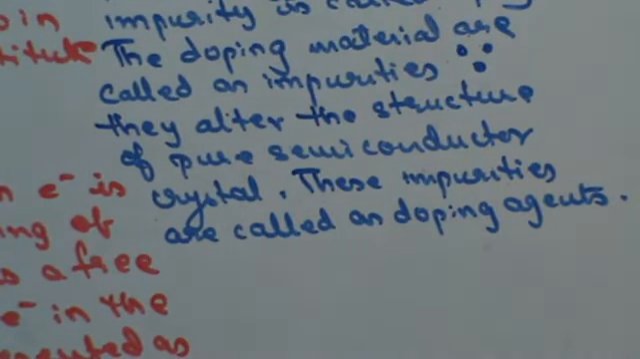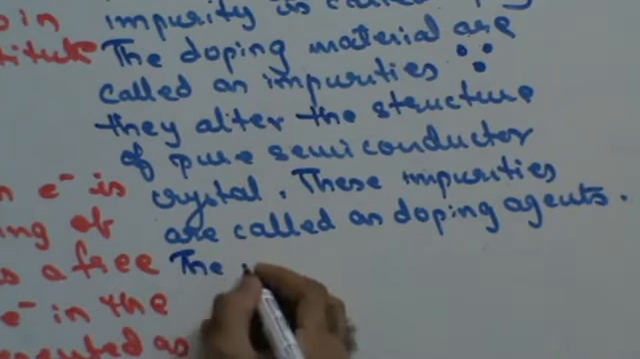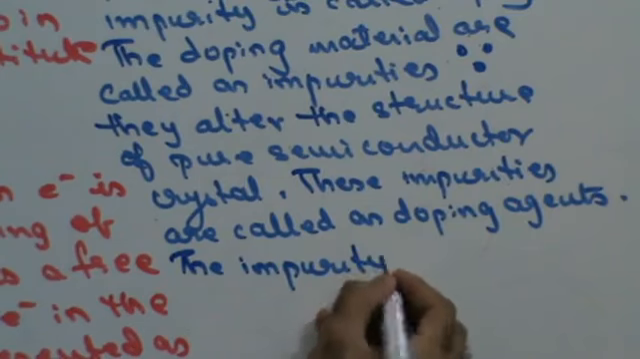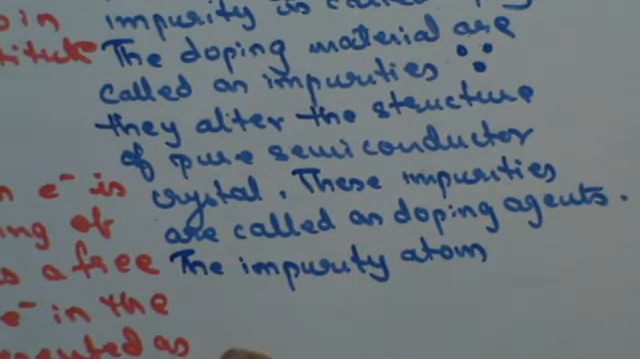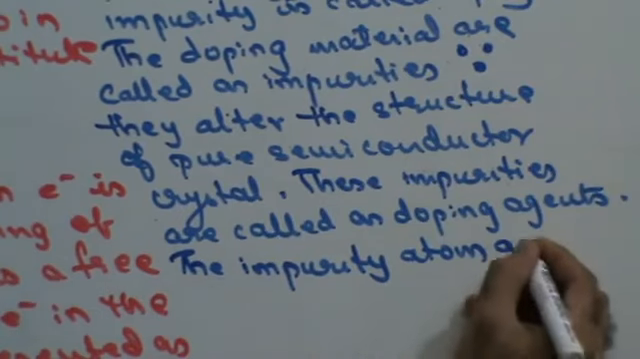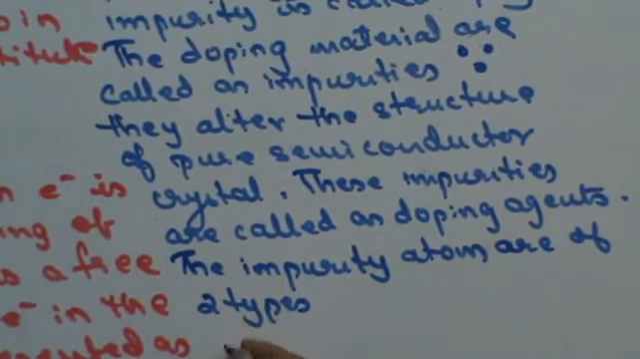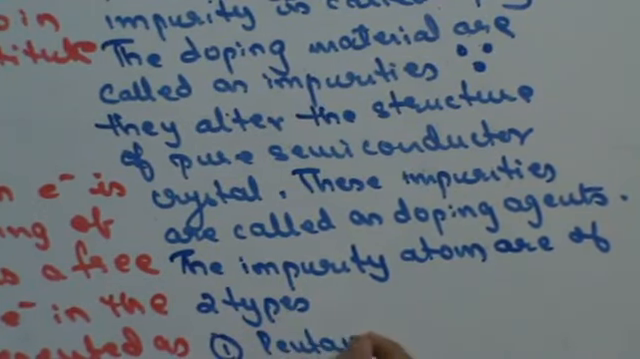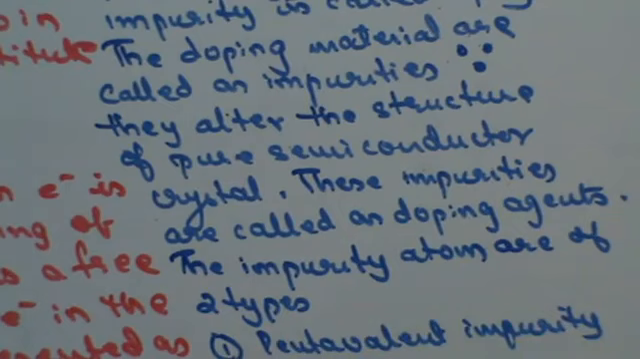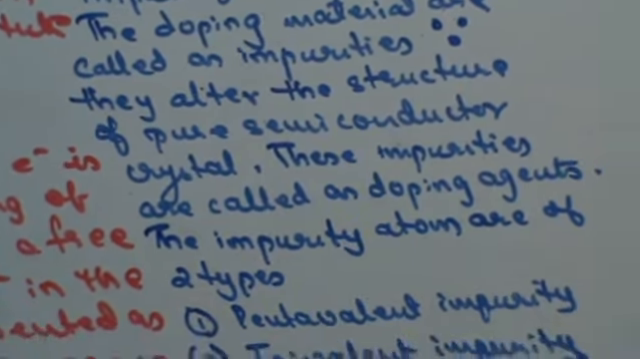Fine. Now, the impurity atom can be of two types. Either it can be a pentavalent impurity or it can be a trivalent impurity. The impurity atoms are of two types. One, pentavalent impurity, or second, trivalent impurity. Fine, do we get this thing here?